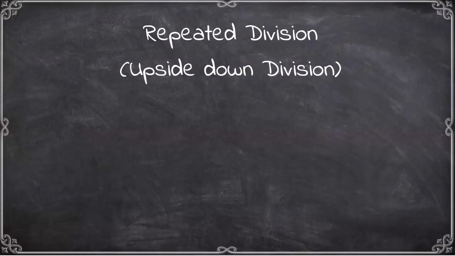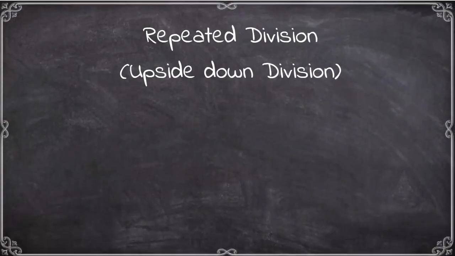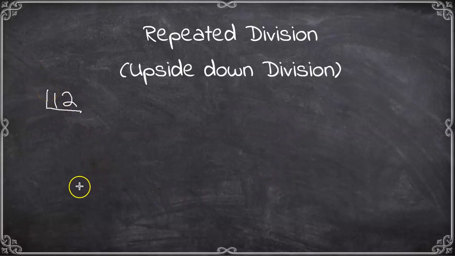I don't know what you call this method, but I call it upside down division because that's kind of what it looks like. So let's take those same numbers. Let's start with the 12. We'll take a 12, and what I want to do is write the 12, and draw what looks like an upside down division symbol. So instead of writing it like this, I'm going to do it the other way, upside down.